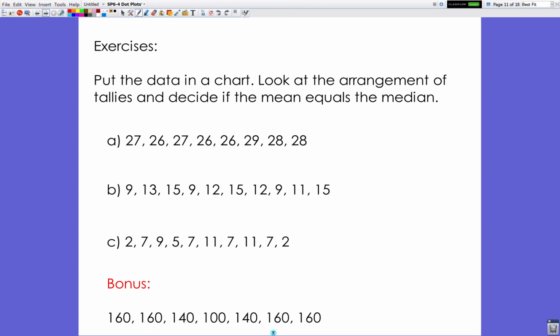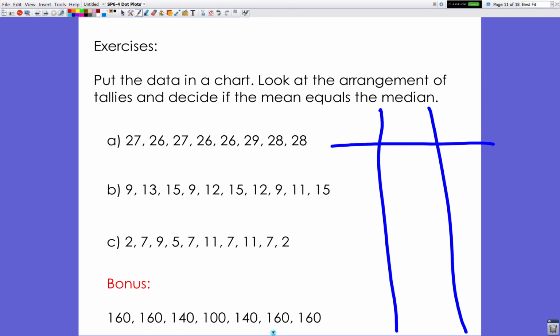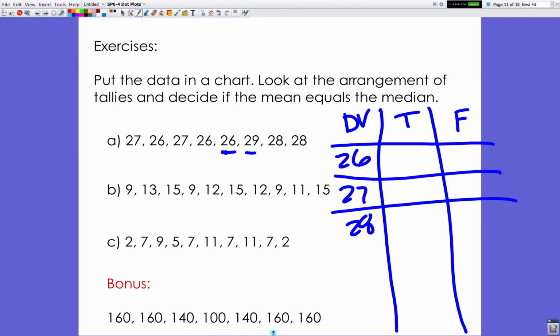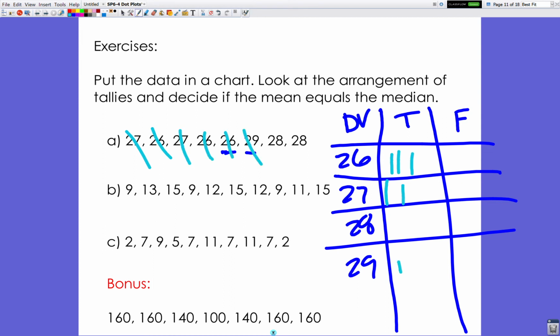All right, let's start with A, and I may have to do some scrolling around because there's not a lot of space. So for A, here are my data values, my tally, and my frequency. My lowest one is 26. My highest is 29. So we got 26, 27, 28, and 29. Now we're ready for my tallies. 27, 26, 27, 26, 26, 29, 28, 28. And now my frequencies. 3, 2, 2, and 1.